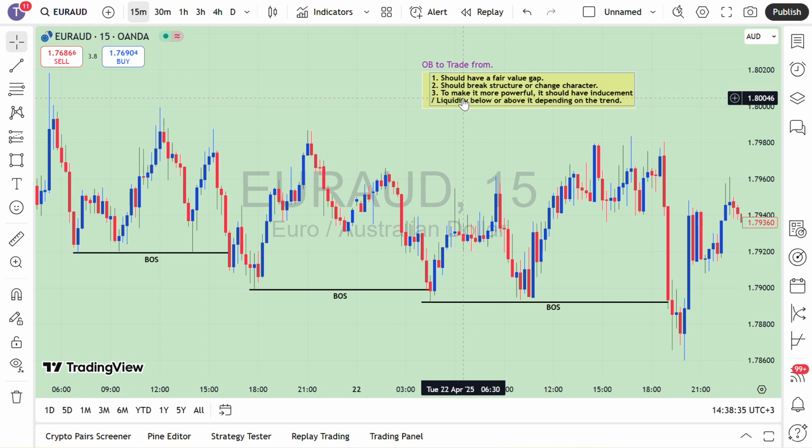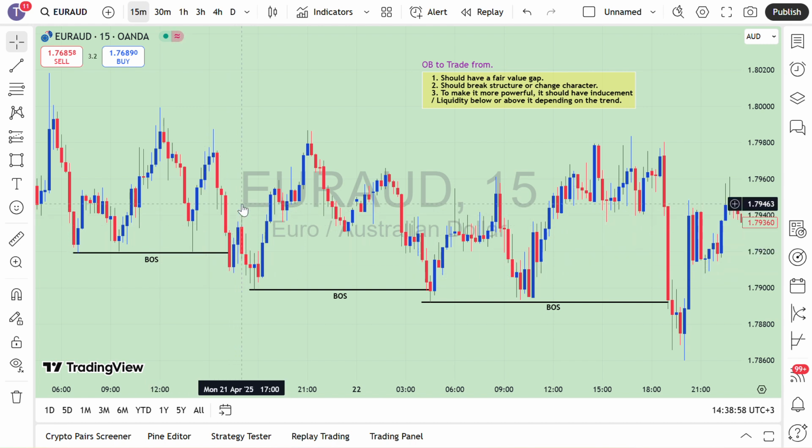Number three, to make it more powerful, it should have liquidity, inducement or liquidity below or above it, depending on the trend of the market. So in this case here, we are in a good downtrend, and so I'm going to mark my order blocks. After this break of structure, we have our inducement.